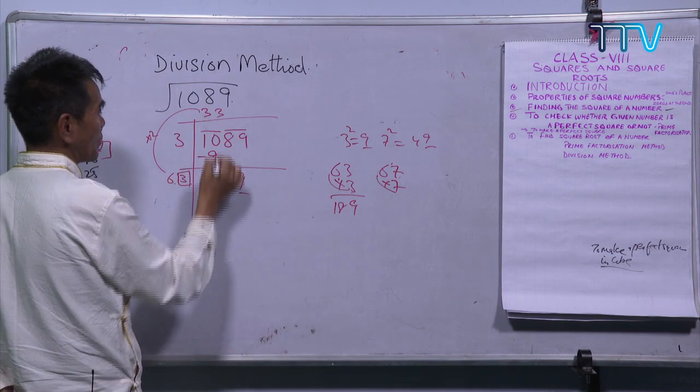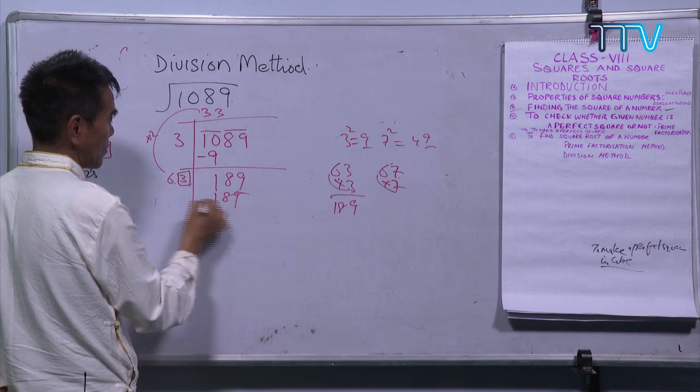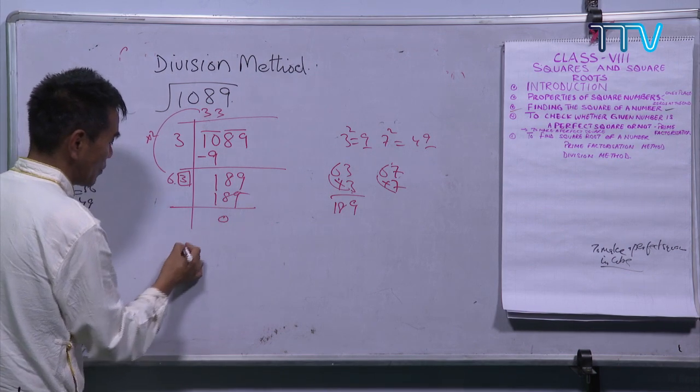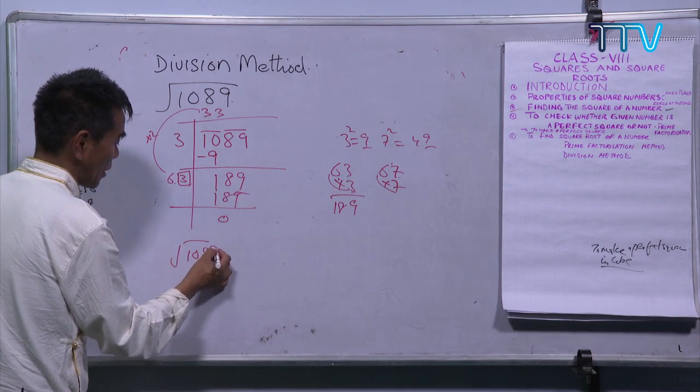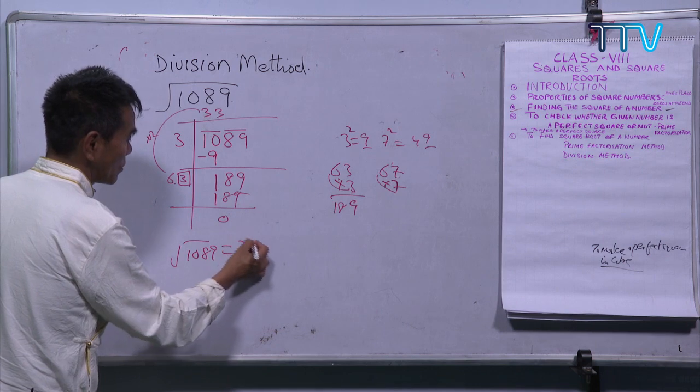You write over here 3, 1, 0, 8, 9. Therefore the square root of 1089 is equal to 33.